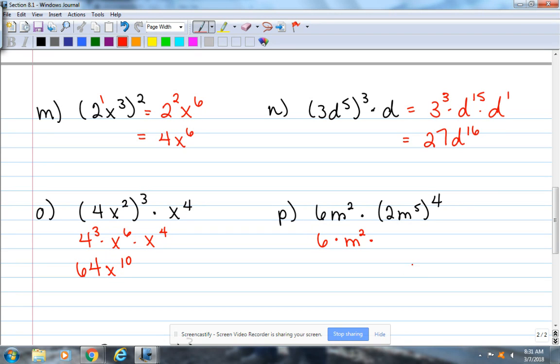And then what do I do with the parentheses? Yeah, everything gets the fourth power. So it's going to be 2 to the 4th times m to the what? 20th. Now, when I have different numbers and variables and stuff like this going on, I like to rearrange and put my common things together. So I'm going to put my numbers together and then my m's together. So I'm just rearranging.